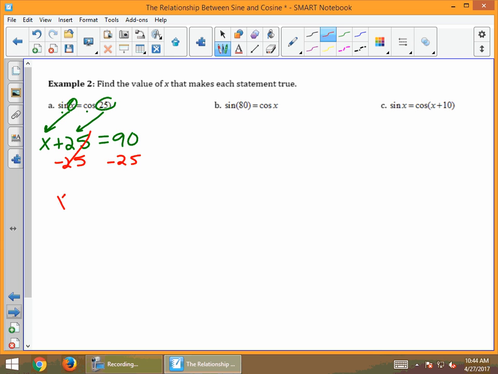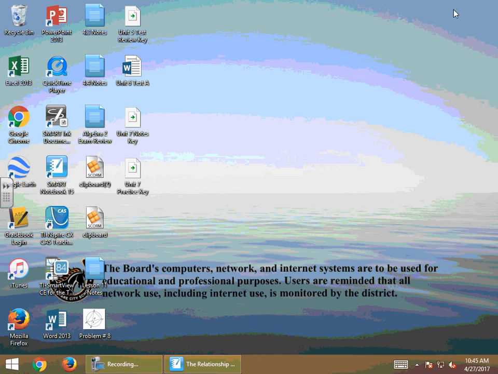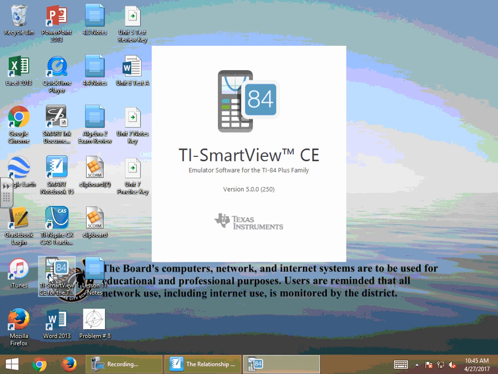Move over the 25. 90 minus 25 is 65. So that other angle would be 65 degrees. And you can even see this if you check it in your calculator. Let me take my calculator out. This is one way you can check your work.